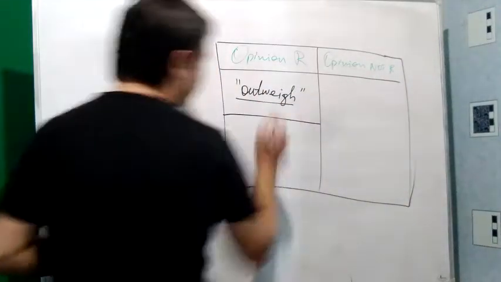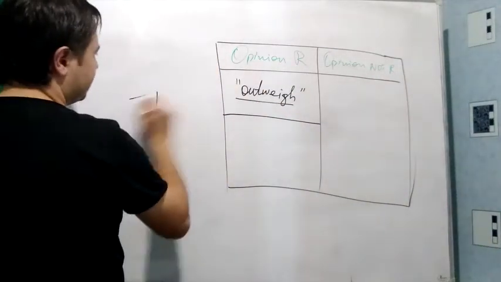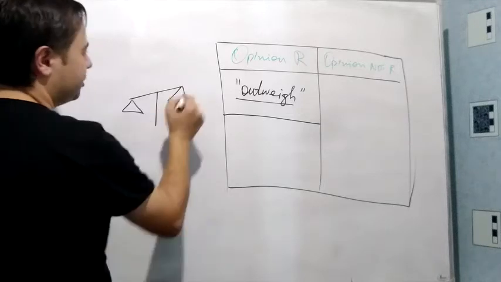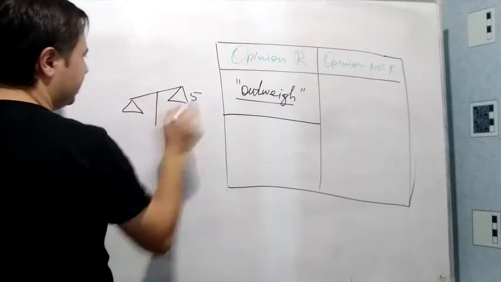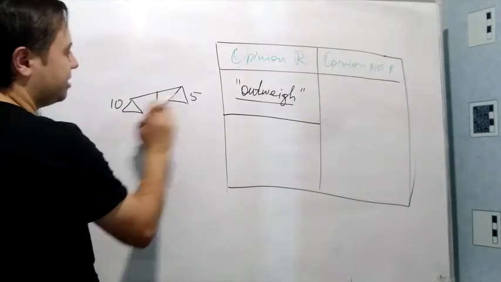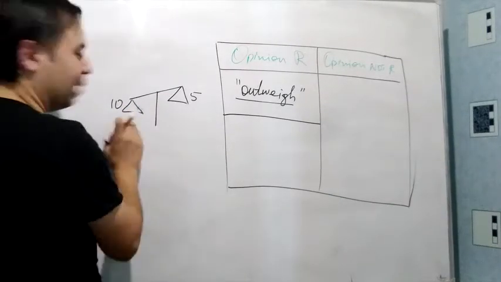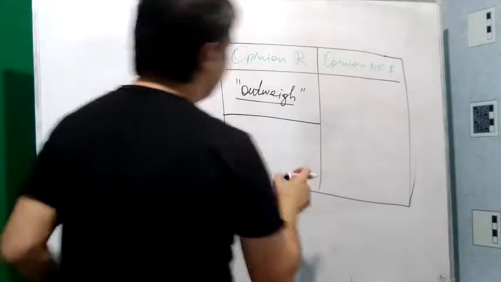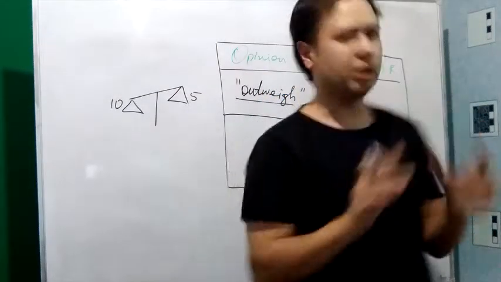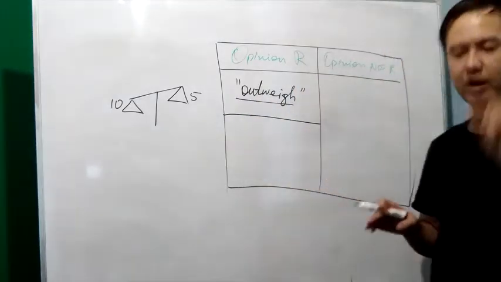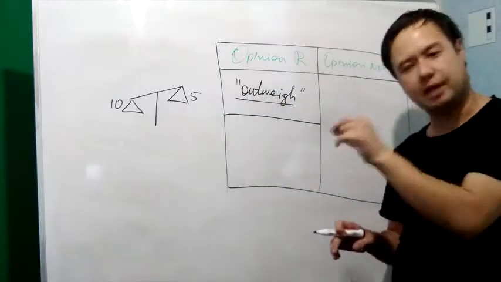Outweigh is usually a situation when there are pieces. So you put here 5 kilos and here, for example, 10 kilos. This one outweighs this one, right? And vice versa. So whenever there is the word outweigh in the action sentence of the question in IELTS Writing Task 2, you will have to do the following.